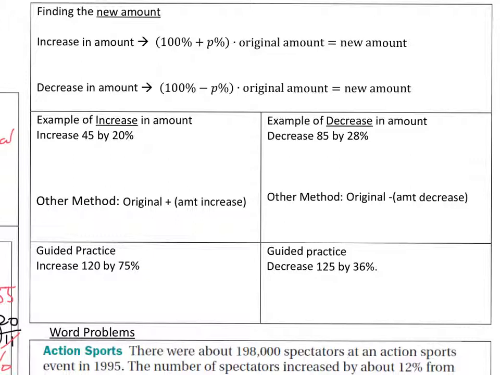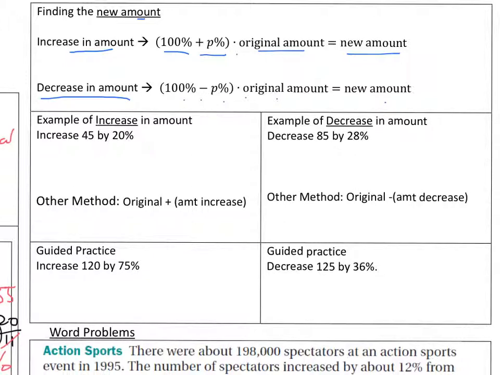Earlier, you learned how to find the percent of increase or decrease. Now you're going to learn how to find the new amount after a percent increase or decrease. So when there's an increase in amount, you can take 100%, add the given percent of increase, multiply that by the original amount to get the new amount. To get the decrease in amount, you can take 100%, subtract the percent decrease, multiply by the original amount to get the new amount.